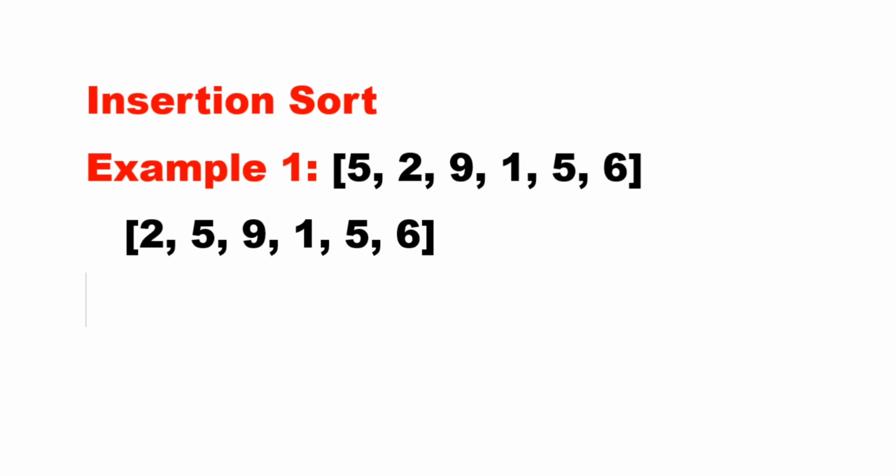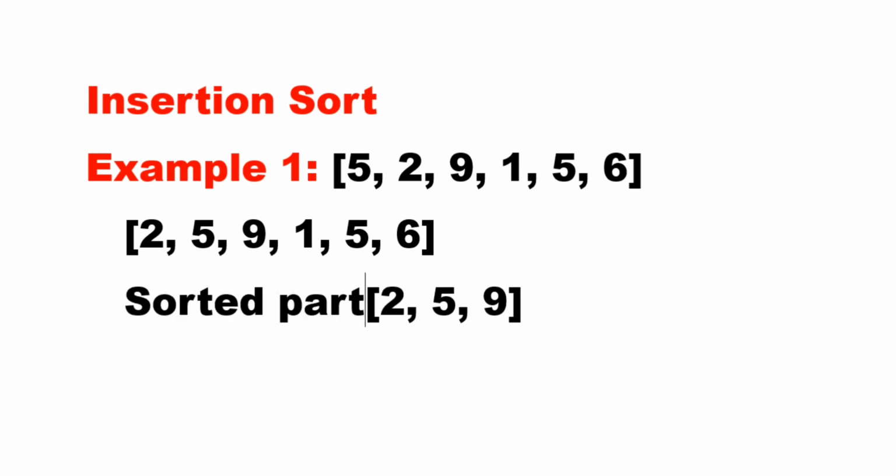These are all the sorted part. The unsorted part is 1, 5, 6. Again, 1, 5, 6. And 2, 5, 9 is the sorted part, right?